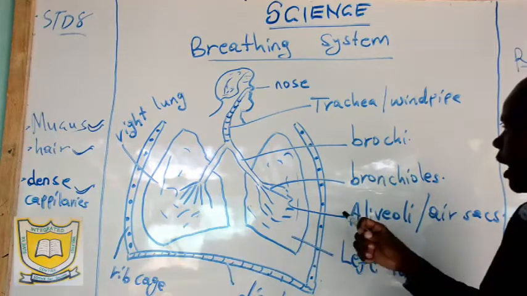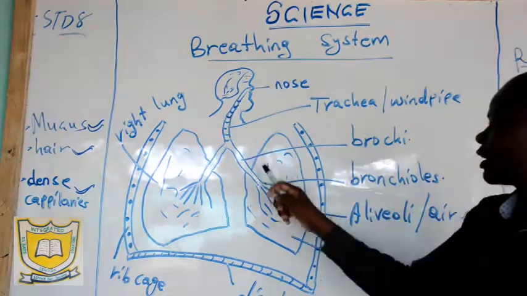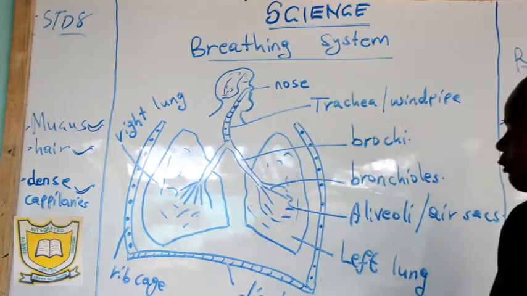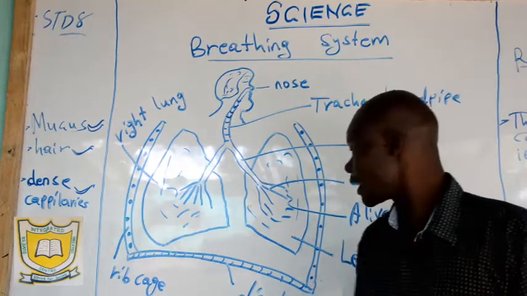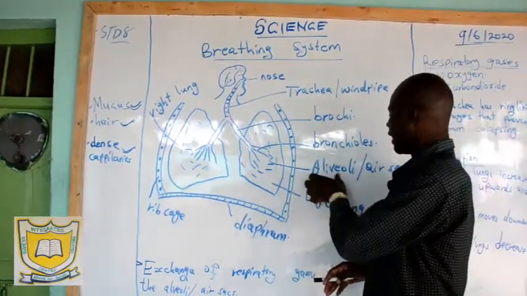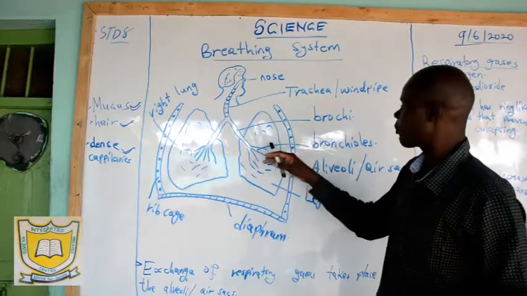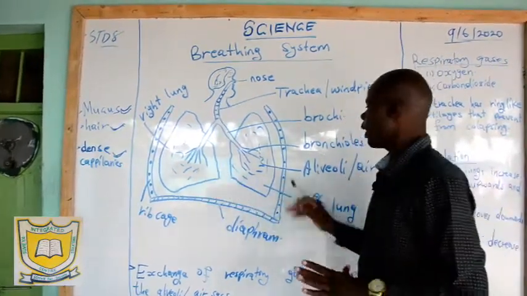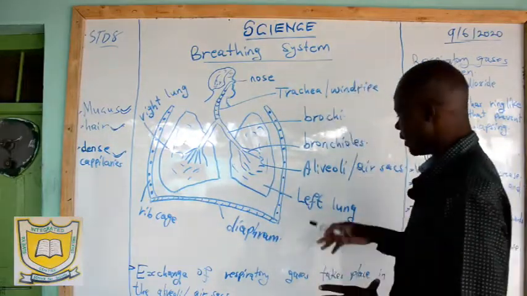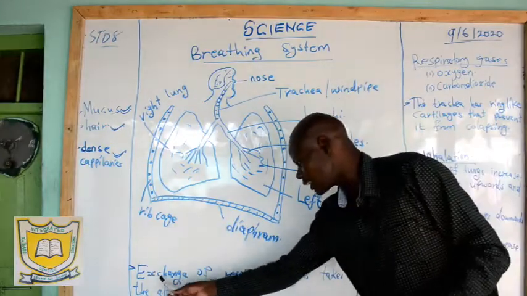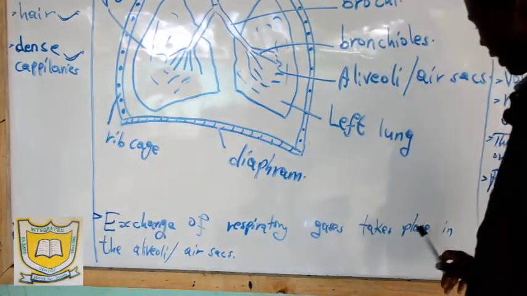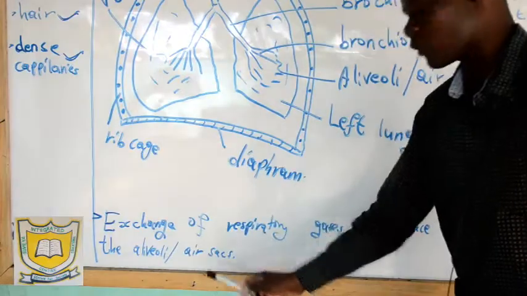As you breathe out, carbon dioxide from the alveoli moves to the bronchioles, bronchi, trachea, and goes out like that. So if you are asked about the interchange of the respiratory gases, exchange of carbon dioxide and oxygen takes place in the alveoli or air sacs, which are found at the end of the bronchioles. In each lung we have millions of alveoli. There are very many. So that is what I have written here. Exchange of respiratory gases, that is oxygen and carbon dioxide, takes place in the alveoli or the air sacs.